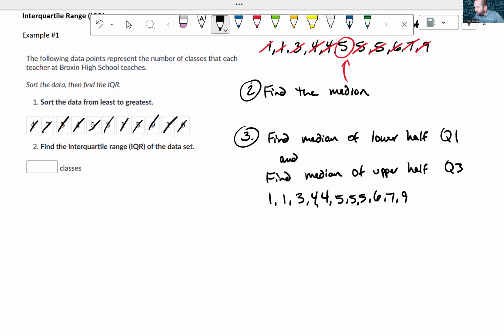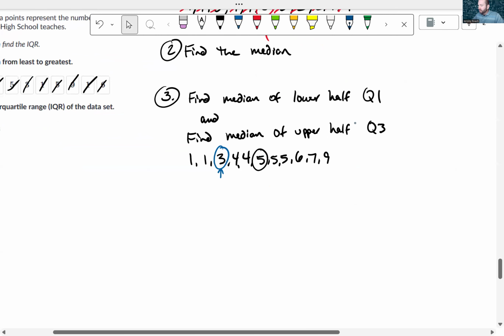Okay, so here's our median on that first 5. So now we want to find the median of this first half here. So we have 1, 1, 3, 4, 4. So quartile 1 is the middle number, and it's easy to see. We won't cross them off like we did the last time. It's 3. If you want to, you can, but I'm just going to not cross them off so we can see a little better.